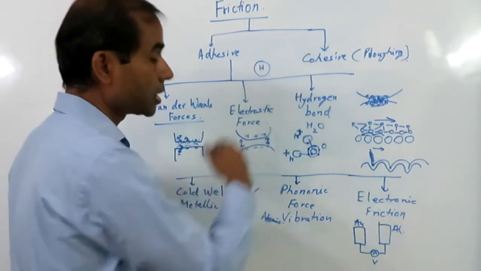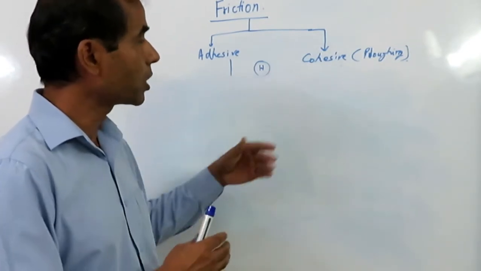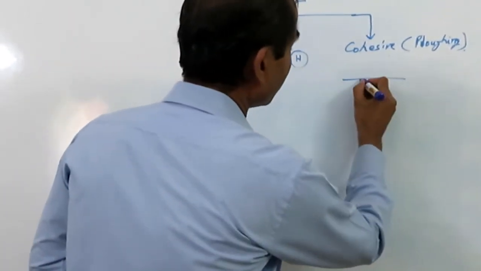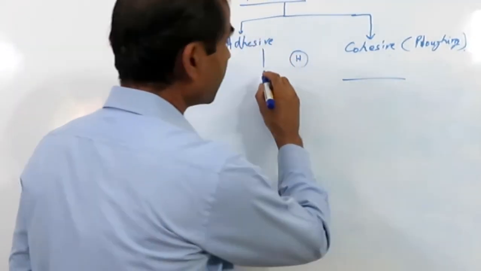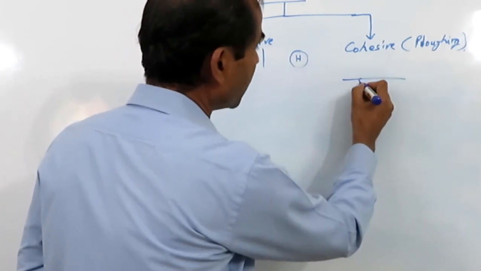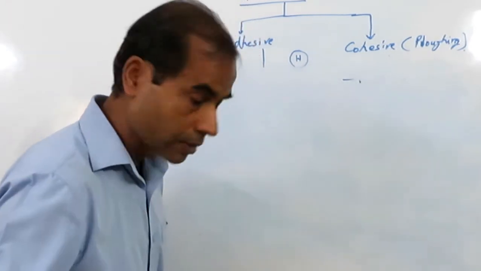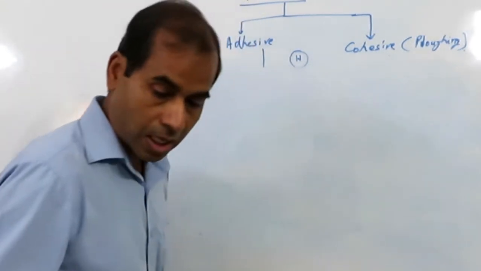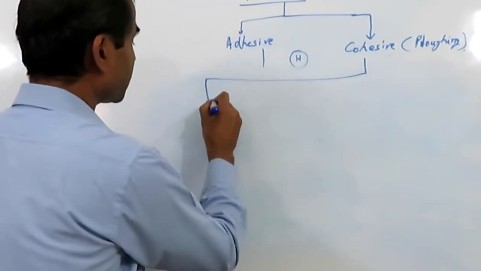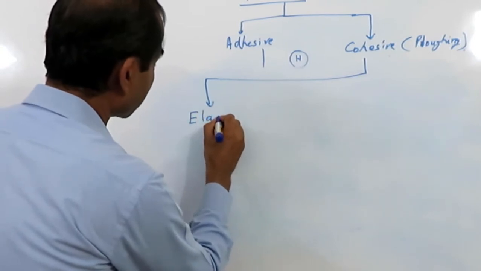The second part is the cohesive part. As I said earlier, the cohesive part is more mechanical in action, so it acts below the surface. The adhesive force acts right at the surface, whereas the cohesive part acts below the surface. So the cohesive friction has been divided into these parts. The first one is elastic deformation of asperities.